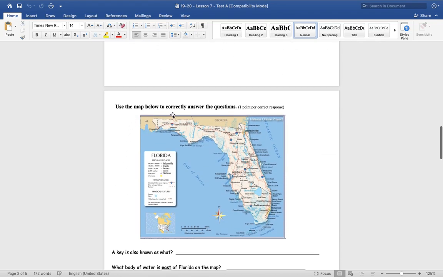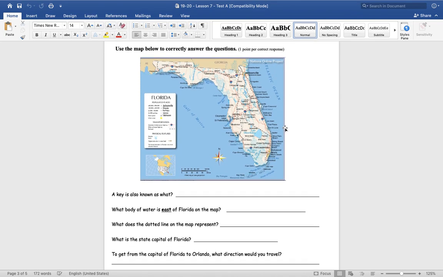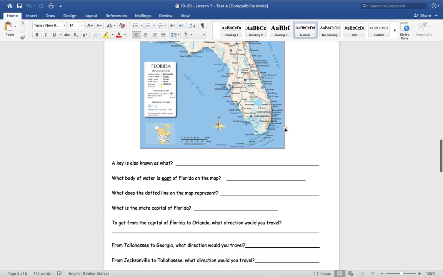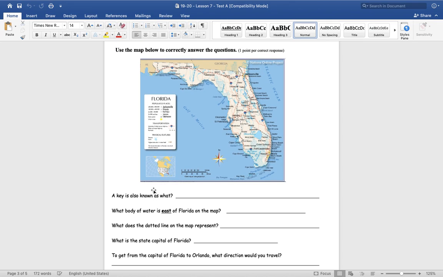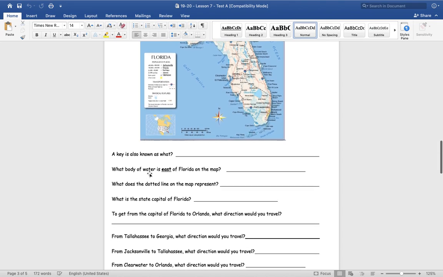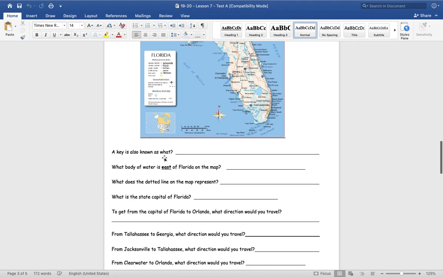Use the map below to correctly answer the question. Here you should see a map of Florida. Using the map, please answer the questions below. Again, if you don't want the questions read to you, pause and answer them at your pace. A key is also known as a what? What body of water is east of Florida on the map? What does the dotted line on the map represent?